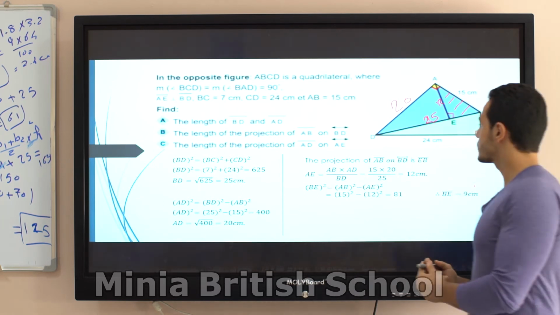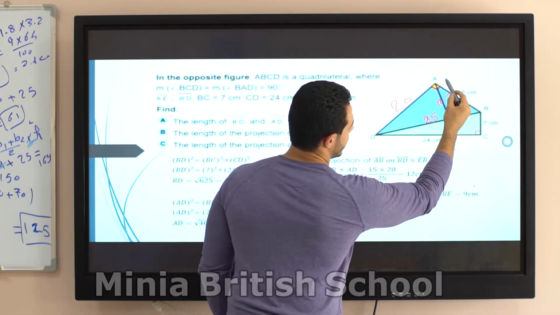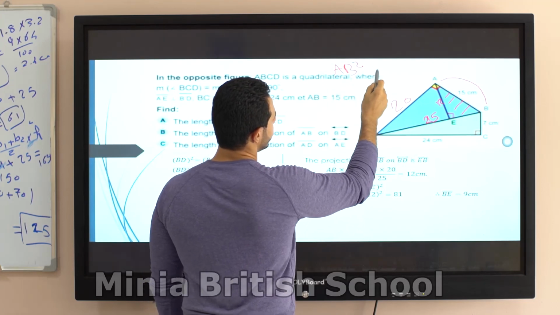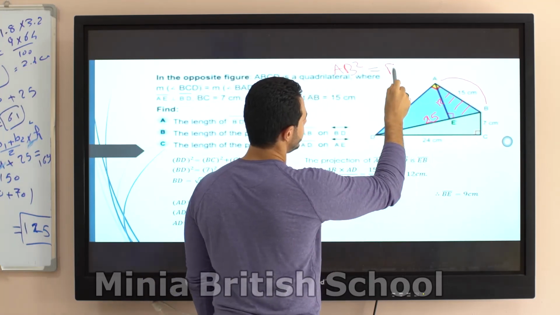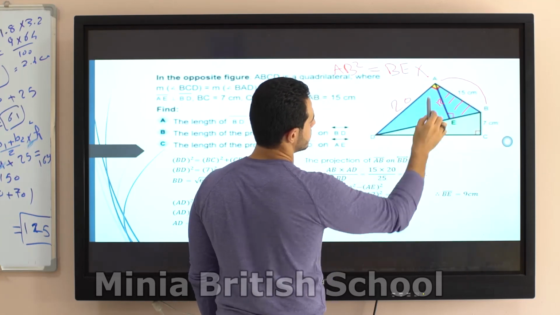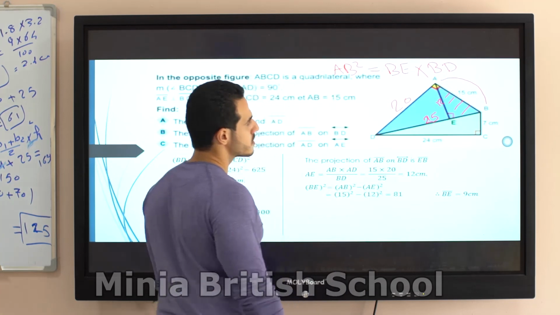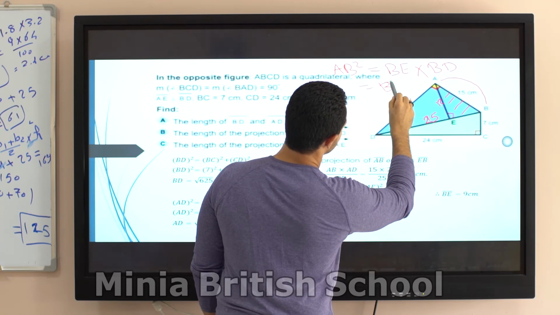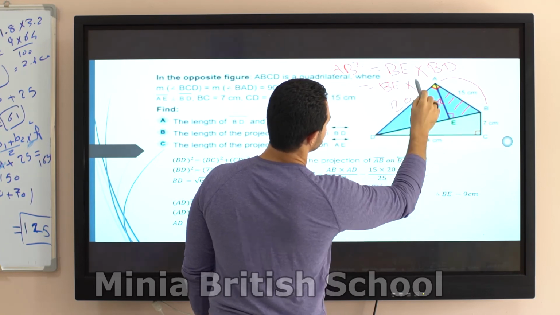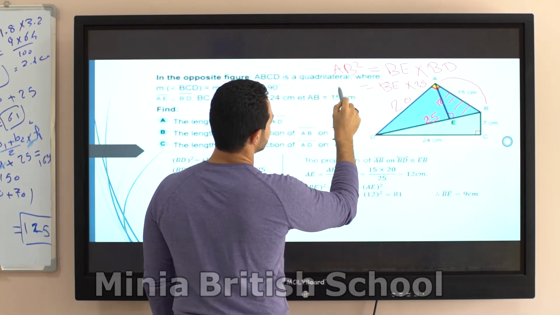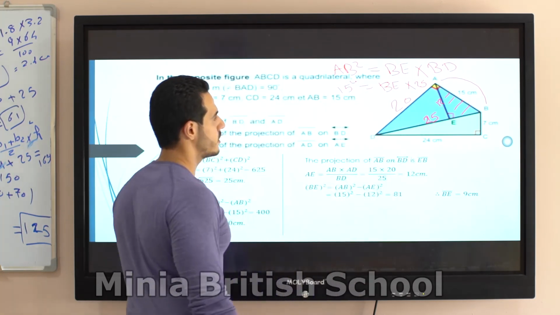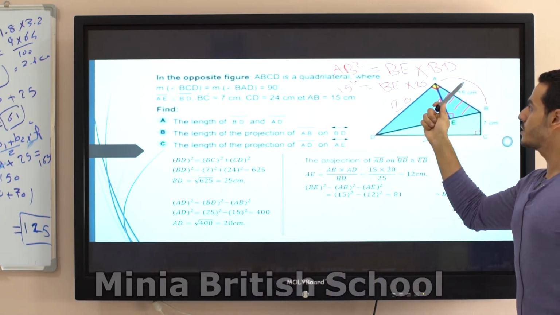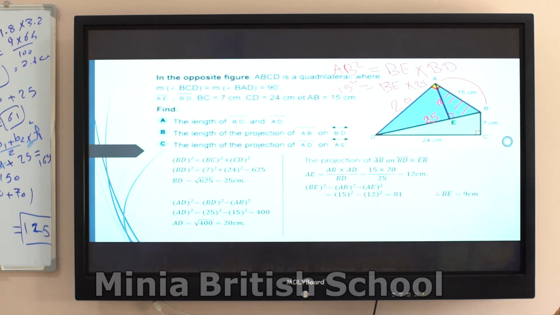The second way: I said AB square equals its projection BE times the hypotenuse BD. So BE times 25 equals 15 square. Now you can find BE. BE equals 15 square divided by 25, which is 9.